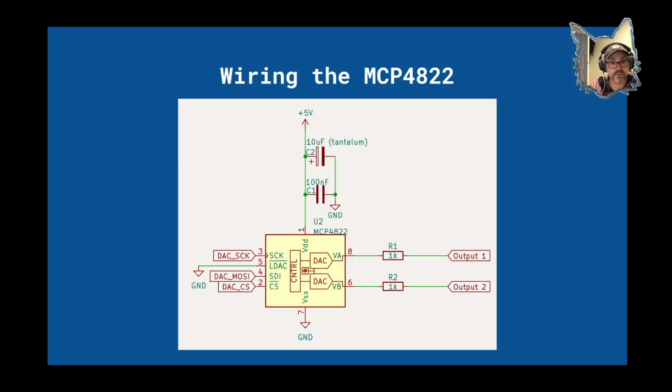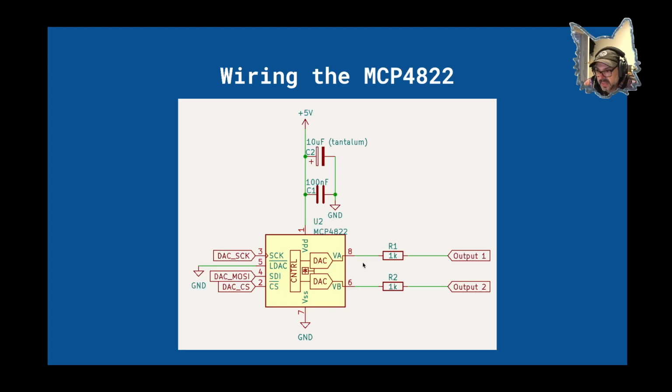Here's your typical connection. When we configure our microcontroller, we're going to figure out from the microcontroller datasheet what pins are associated with SCK, MOSI, and CS. These are the pins that we're going to wire to this DAC. The power supply, we're going to get it from a 5 volt regulator, and we're going to use the 2 bypass capacitors on the power pin here.